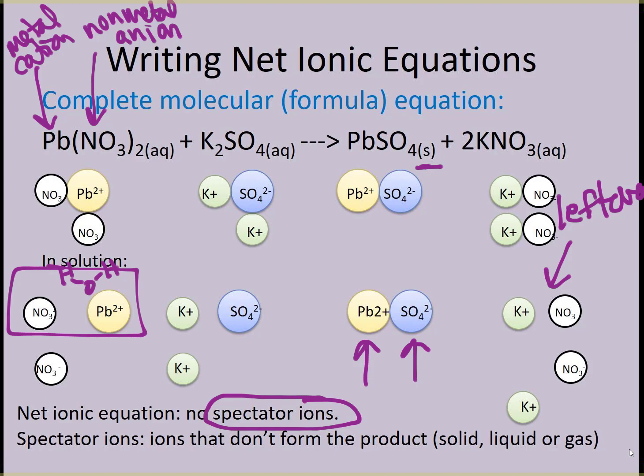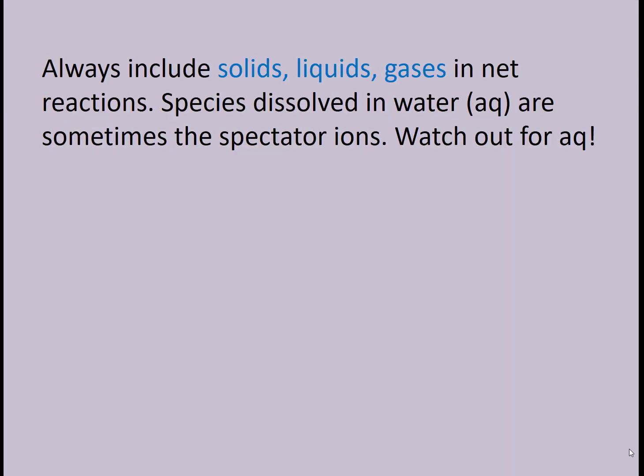So what a net ionic equation does is get rid of those. So in real life, that reaction has to have those spectator ions. But when we're just trying to distill and write just what is happening, that is when we write a net ionic equation, and we're only going to include the things that make the solid. So we're only going to include the lead and the sulfate. So when you're writing net ionic equations, you always want to include solids, liquids, and gases on the product side, and let them be your guide.